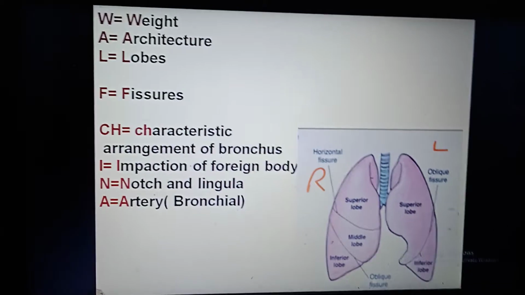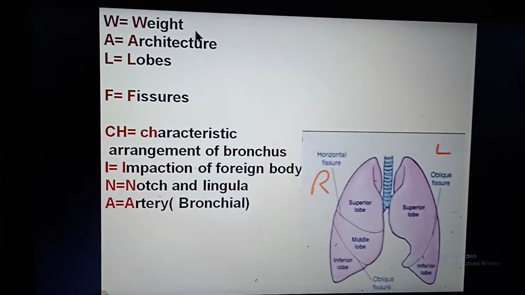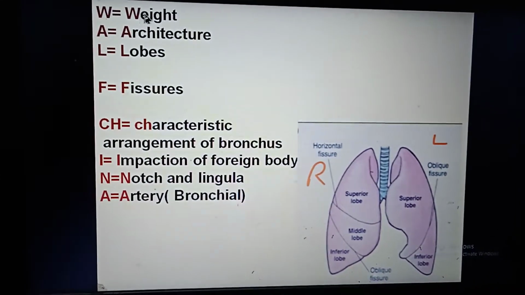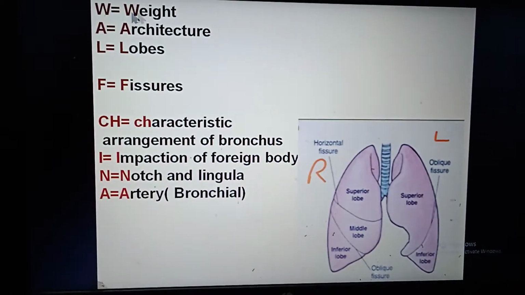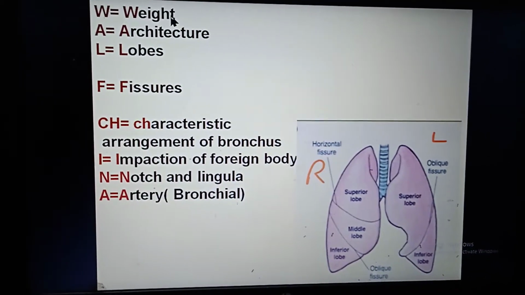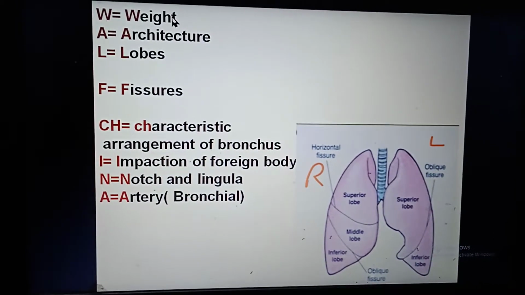So wall, that is weight. Obviously, the husband will be heavier. So right lung will be heavy, that is 700 gram, but left lung is 650 gram.